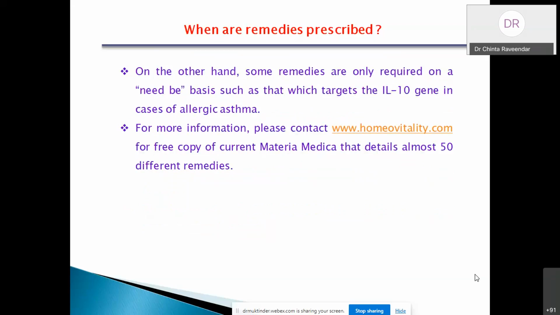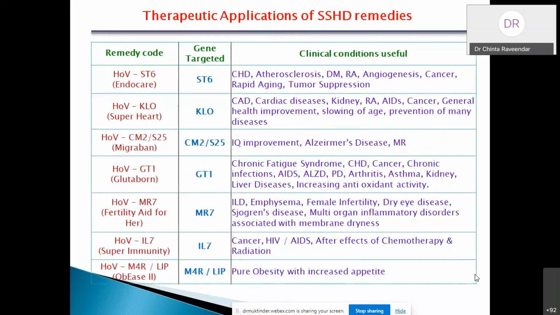Next. On the other hand, some of the remedies are only required on a need basis. For example, if we were looking at corona, which targets the IL-10 gene in the case of allergic asthma. Like that, we can target these infection protecting genes also, immune protecting genes also. For more information, there is a website here. You can just go, but I will talk something beyond that also. Next.